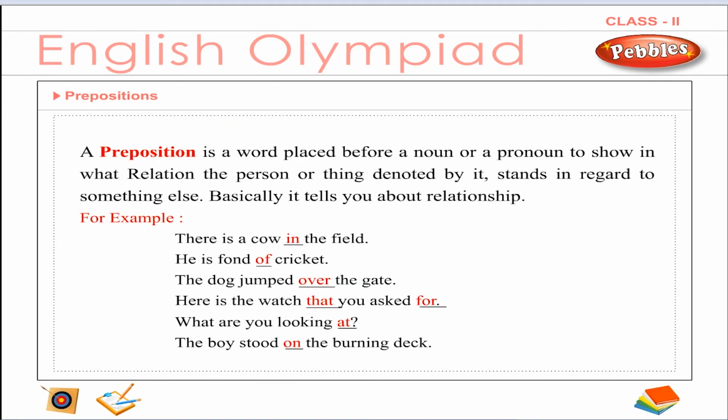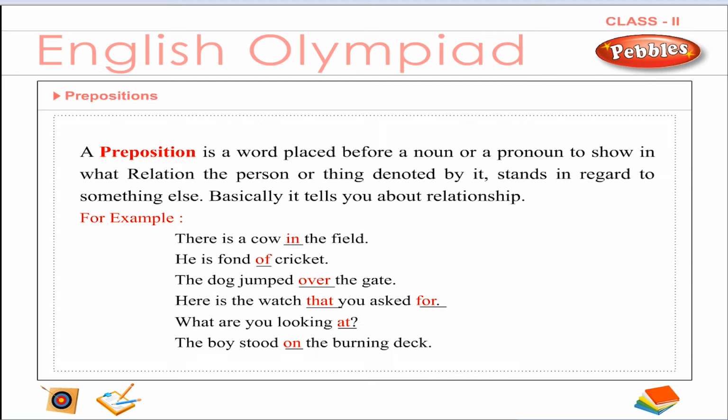Preposition. A preposition is a word placed before a noun or a pronoun to show in what relation the person or thing denoted by it stands in regard to something else. Basically, it tells you about relationship. For example, there is a cow in the field. Where is the cow? In the field.